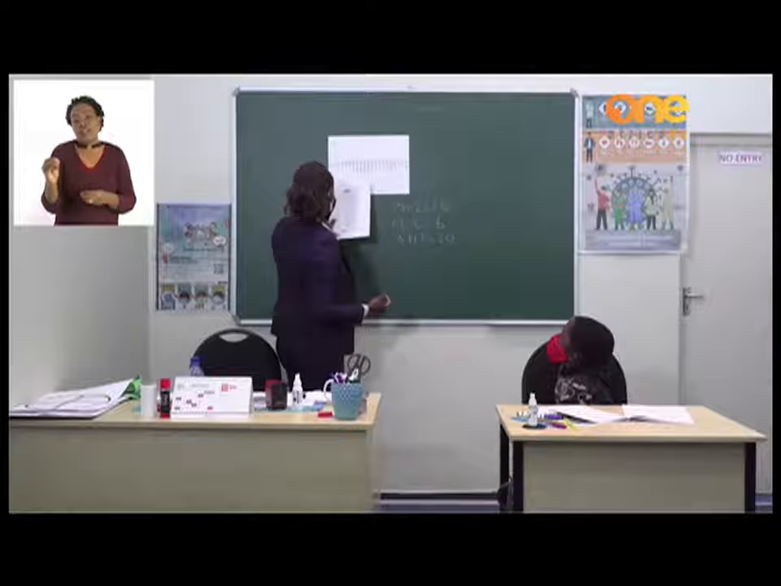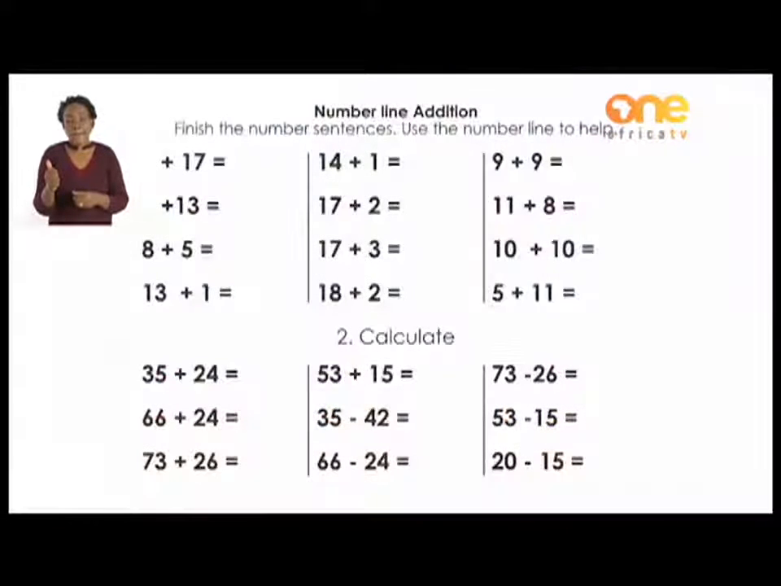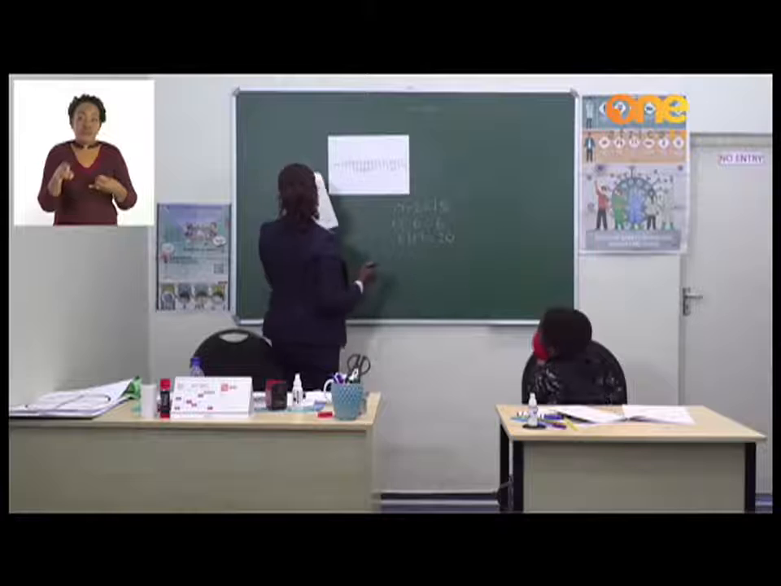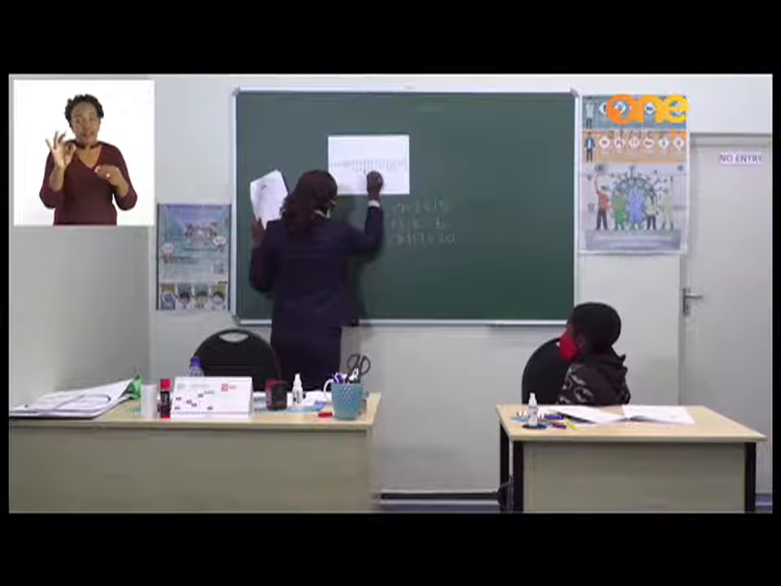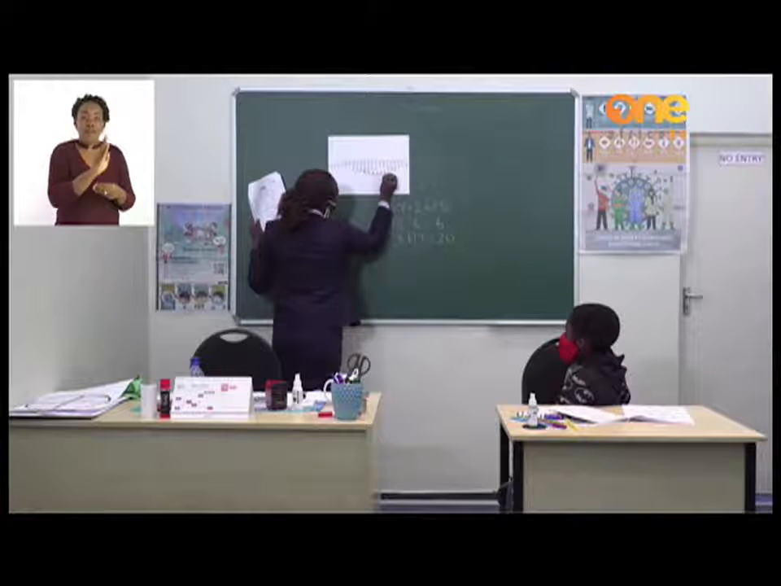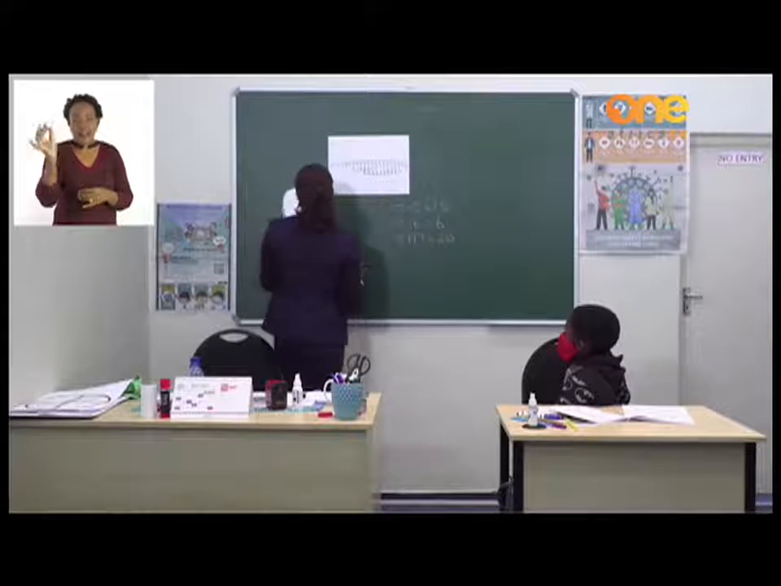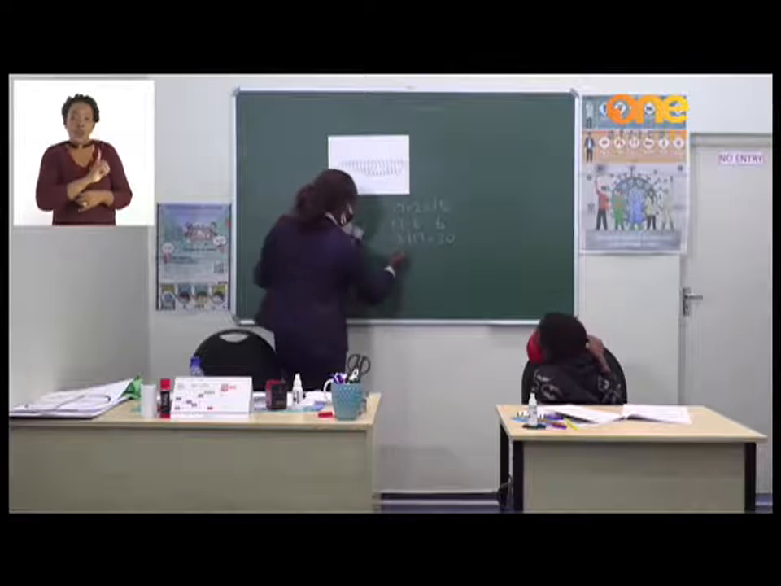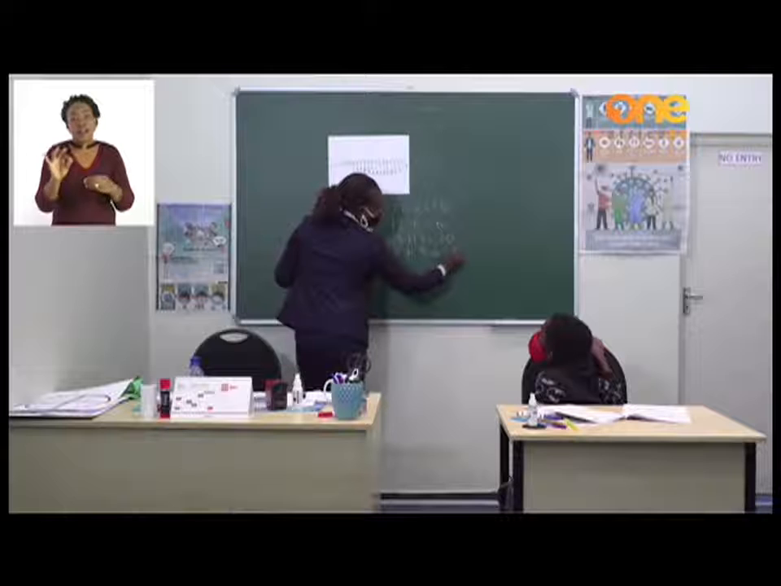Let me do one more. We can take here 9 plus 9. We go to the number 9 here. This is number 9. And we add 9 numbers. 1, 2, 3, 4, 5, 6, 7, 8, 9. So the answer is 18. 9 plus 9 equals 18.